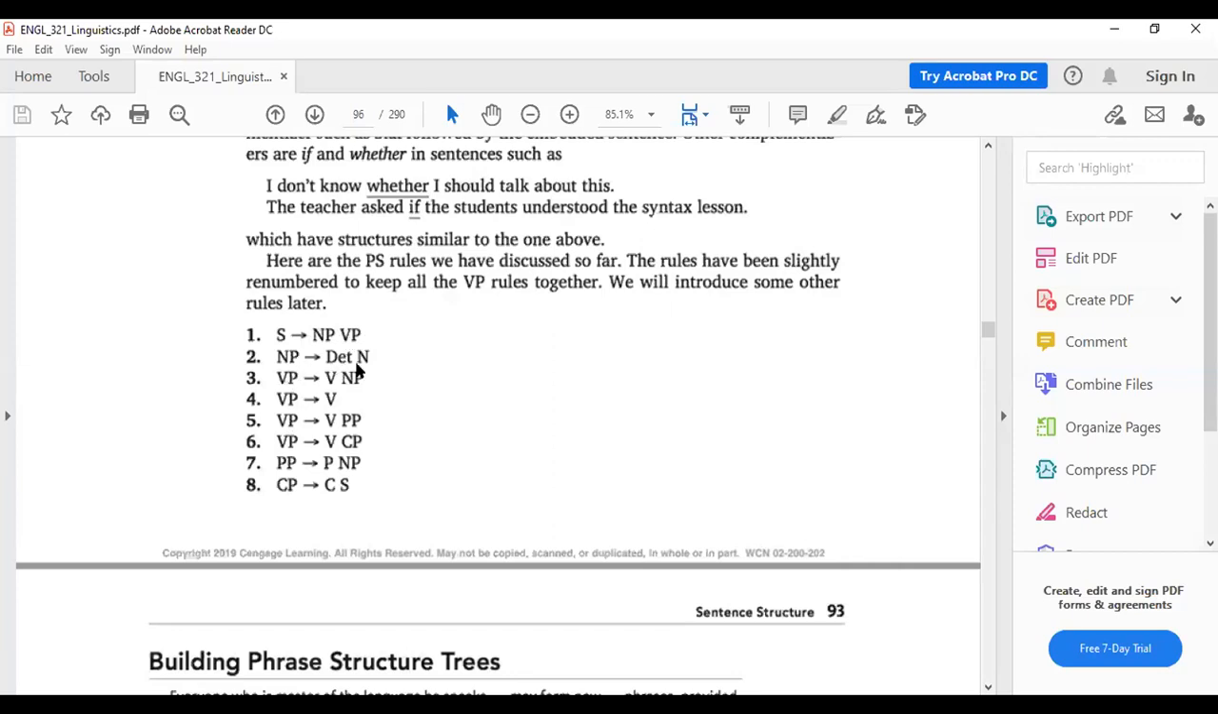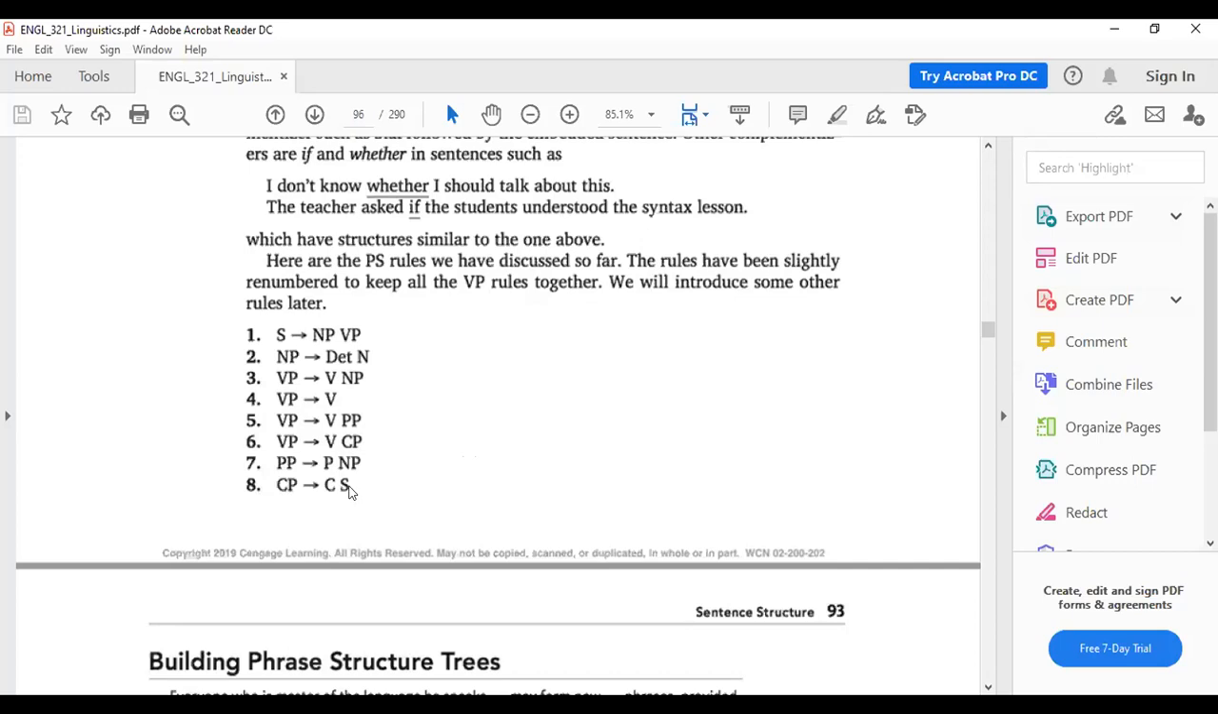Sentence gives NP, VP. The NP gives Det and N. The VP can be V and NP in the transitive verbs. The VP can be only the verb: John slipped, John left. The VP can be V and PP, the puppy played in the garden. The VP can be V and CP, like the professor hoped that the students read the chapter. And the PP includes a preposition and NP, and this NP is called the object of the preposition, and the complementizer phrase gives C and S.